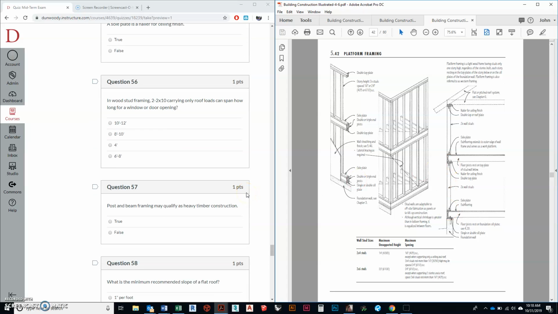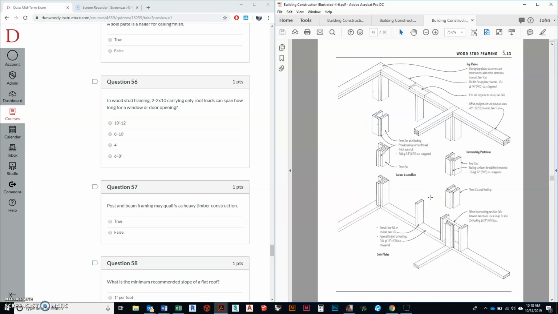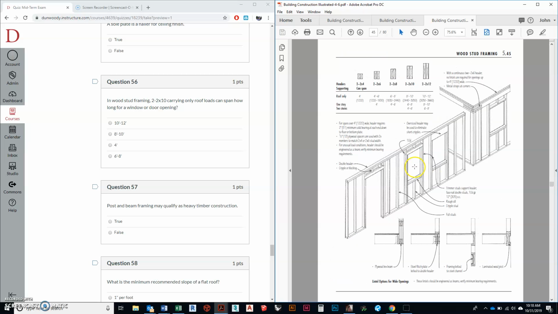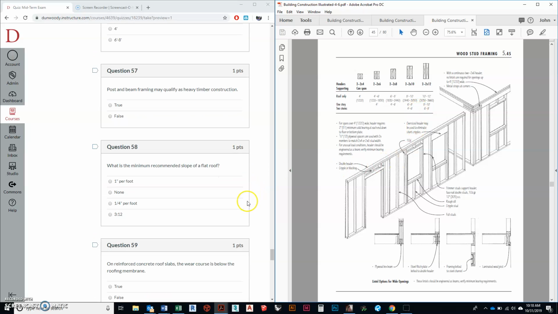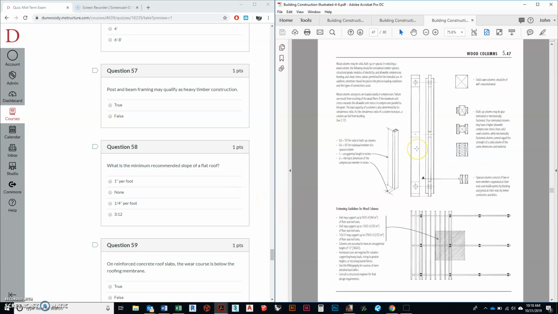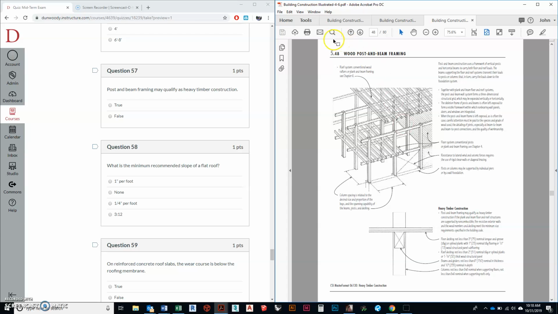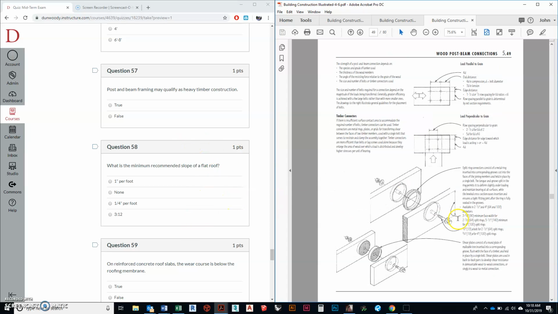In wood stud framing, 2 2x10s carrying only roof loads can span how long for a window or door opening? So if we want to look through here, we can see if we can find a chart. Here we go, are your headers, 2 2x10s, roof only, 8 to 10 feet. There we go. These are rules of thumb. These need to be engineered, but these are good rules of thumb. Post and beam framing may qualify as heavy timber framing. So let's see what that says. Wood post and beam may qualify as heavy timber construction. So that's true.